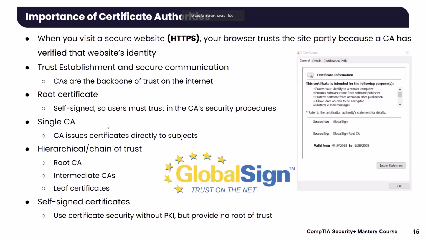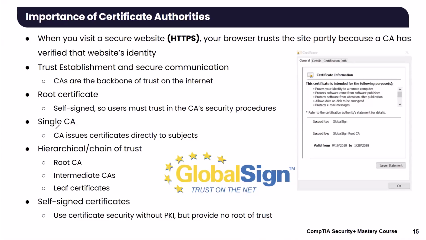So back to this. You have this hierarchy, but you also have single CAs that can be issued directly to something. These can also be self-assigned, which you will find in private companies. They're used locally for protecting themselves privately.